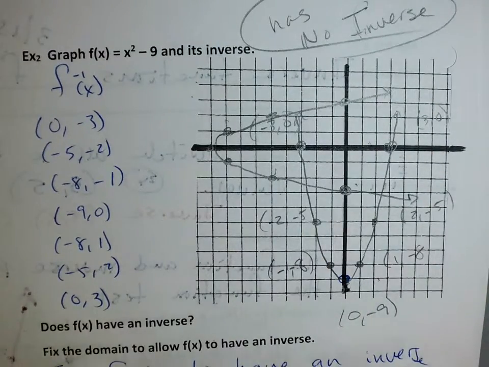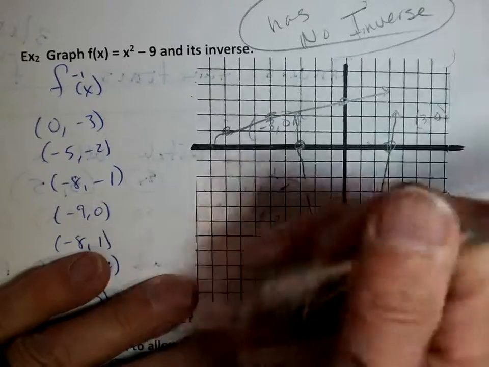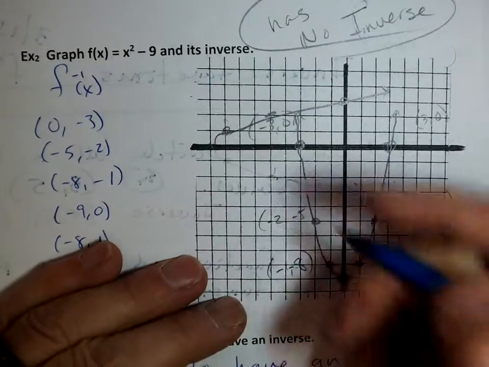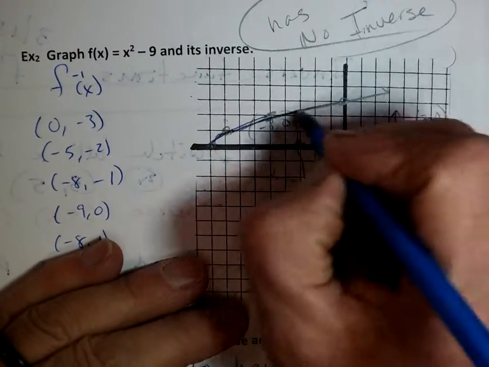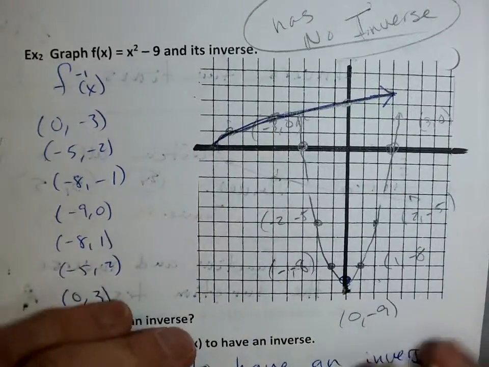So if I erase the bottom half of this, just get rid of the bottom half, okay? All I have now is just this graph right here. It looks like a square root graph, doesn't it? It is, as a matter of fact, a square root graph, okay?